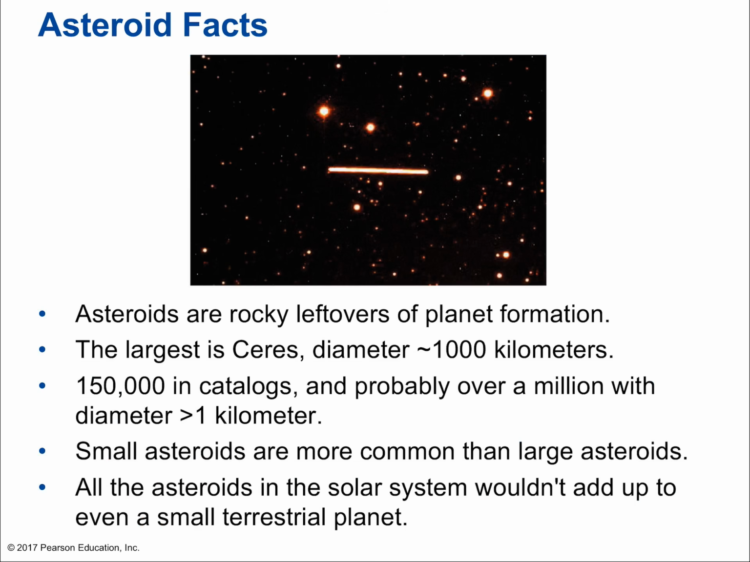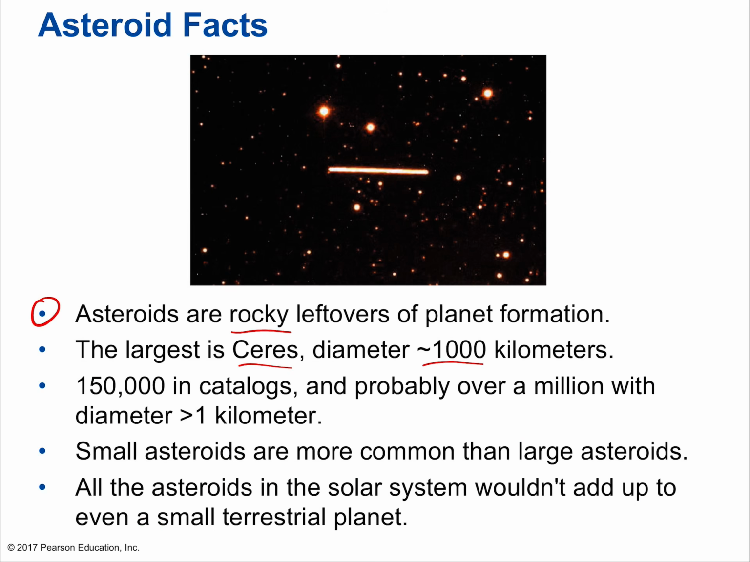So let's start with asteroids. Key characteristics: asteroids are rocky. They're leftovers of planet formation. So are comets, but the asteroids are the rocky ones. The largest is Ceres, with a diameter of about 1,000 kilometers. There are 150,000 in the catalogs, and probably over 1 million with a diameter of less than a kilometer. But the 150,000 are maybe 20 kilometers, 300 kilometers, there's lots in that size range. Small asteroids are more common than large ones. That's really the case for any cosmological object.